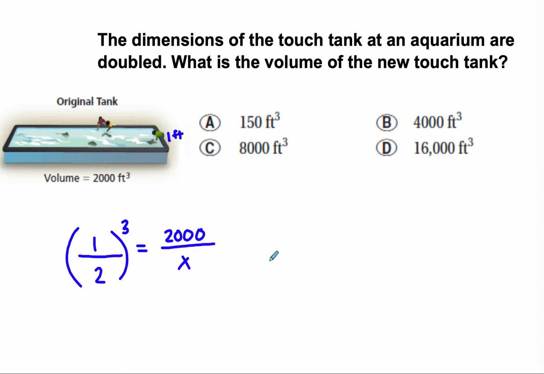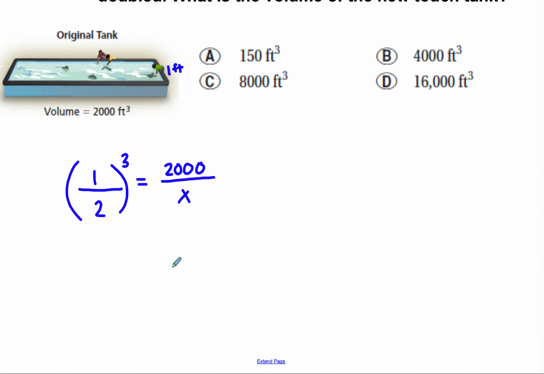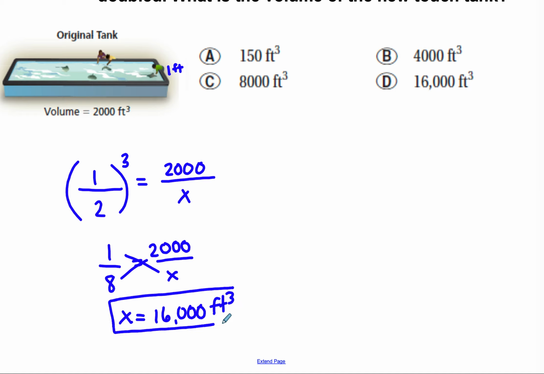All right, this is volume, so we're going to cube our ratio. 1 to the third power means 1 times 1 times 1, which is 1. 2 to the third power means 2 times 2, which is 4, times another 2, which is 8. So I have 1 over 8 equals 2,000 over x. If I do cross products here, 1 times x is x, and then 8 times 2,000 gives me 16,000. My unit is feet cubed, and it looks like that is option D.